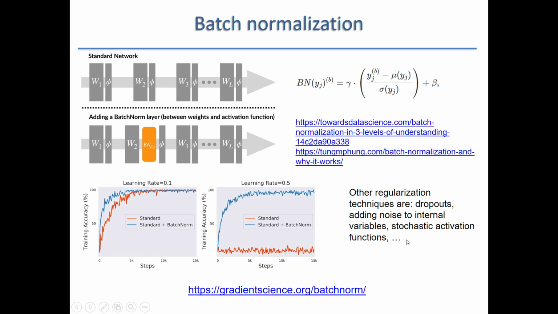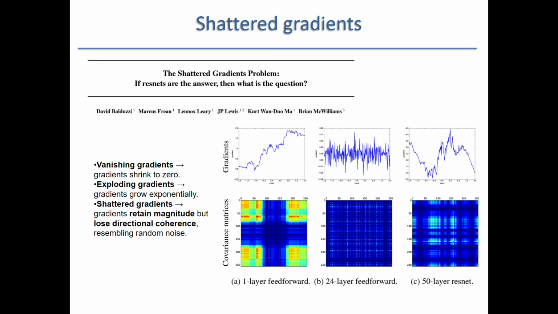Stochastic activation functions. So the activation function is not a fixed deterministic one, but it has some randomness in it. All these things normally help with the problem of the gradients. There is another problem, that is shattered gradients. In the vanishing gradients, the gradients shrink to 0, so you have no gradients. In the exploding gradients, the gradients grow exponentially, so you diverge.